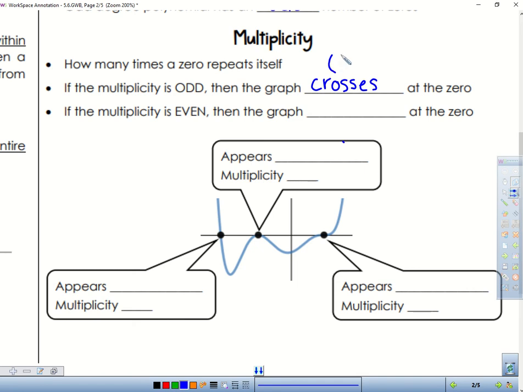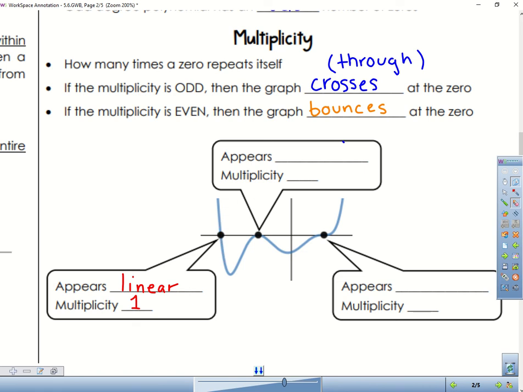You'll see often that I use the word through instead, just because in the context of the sentence it usually makes more sense, but usually you'll see crosses. And then if the multiplicity is even, the graph bounces at the 0. So, it's all about the appearance here. Do you see right here on this graph, this little section appears linear? Obviously it's not a linear function, but see how it looks linear in this little part right here? So, its appearance is linear, which means that its multiplicity is 1. That's the most standard type that you get. The 0 occurs one time, it crosses once, okay?